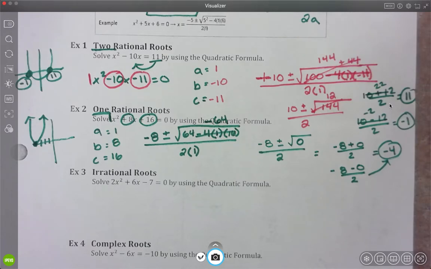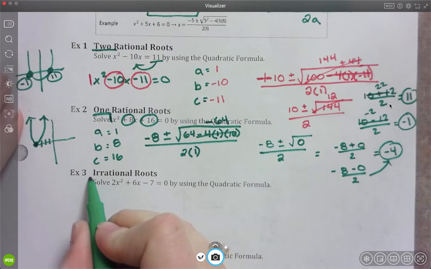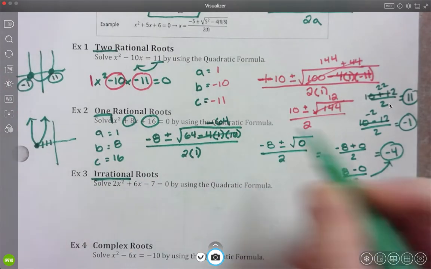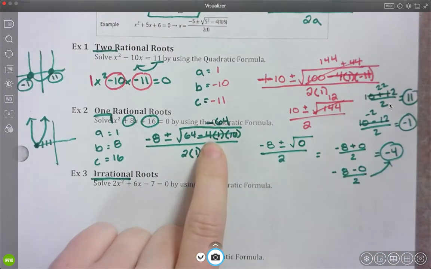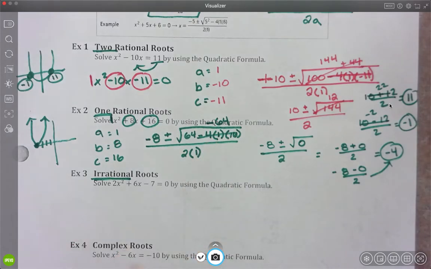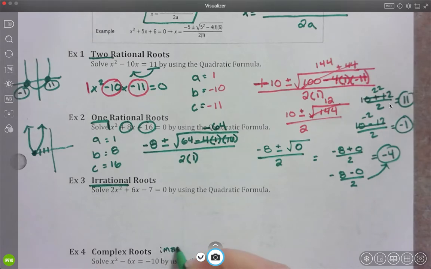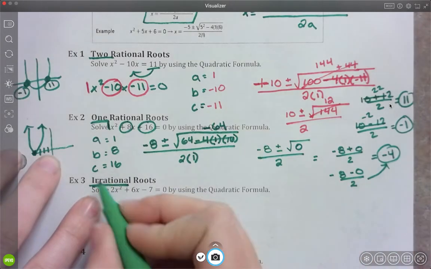Okay? Now, irrational roots. These are going to be roots that are kind of ugly. They just come out disgusting, but it's not going to be an imaginary one yet. These are going to be your imaginary ones. Imaginary. Okay, so A, B, C.